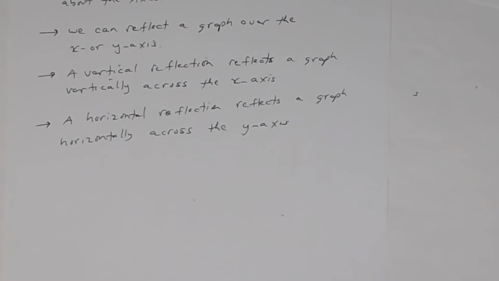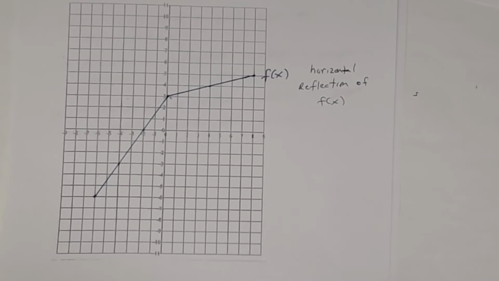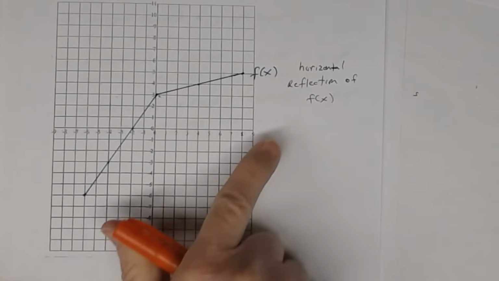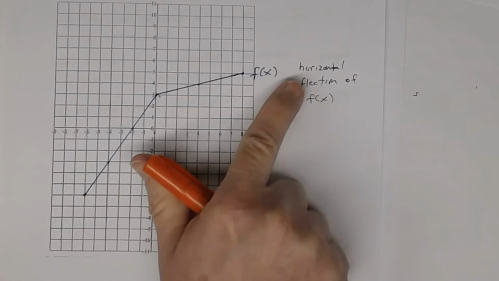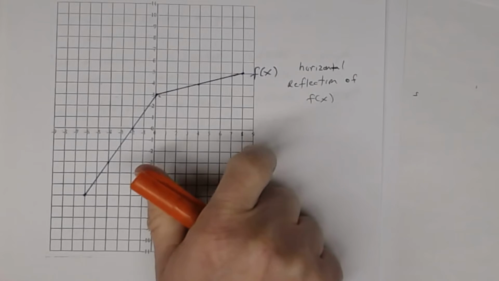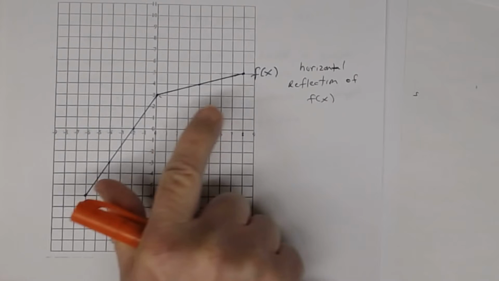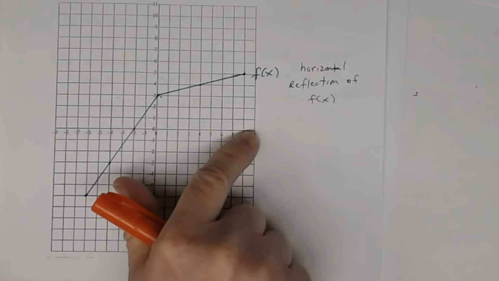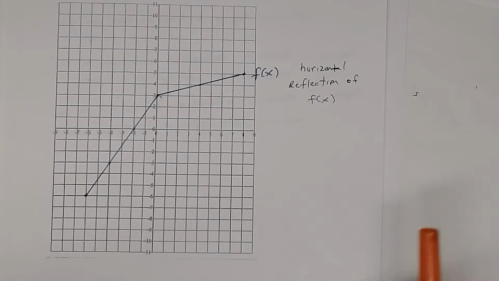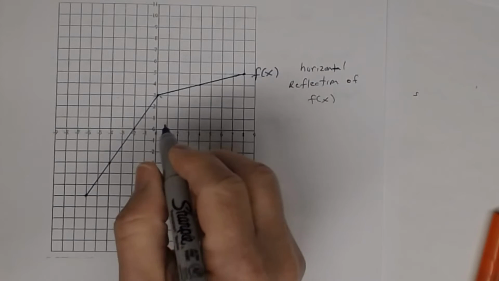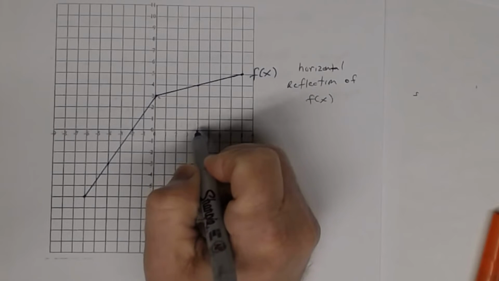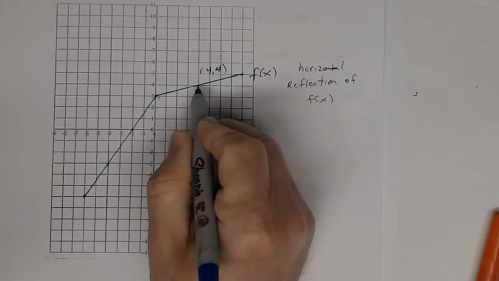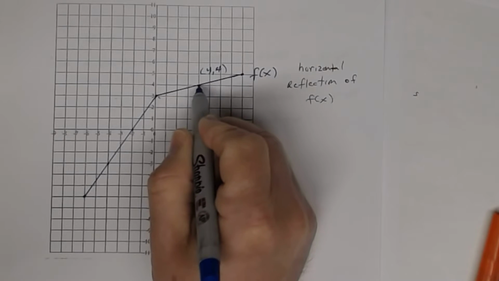Again, we're going to use an example to illustrate this. Let's suppose that this is my function f(x), and I want to conduct a horizontal reflection of this function. Remember, you're going to reflect all of these points across the y-axis. So let's start with this point right here, I'm sorry, (4, 4), positive 4. That's in the first quadrant.